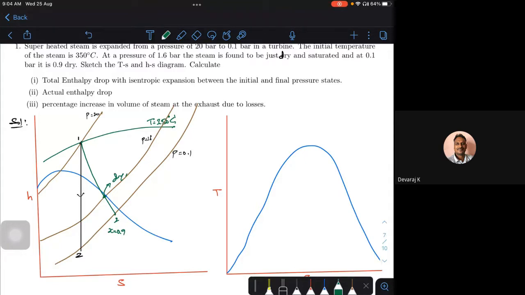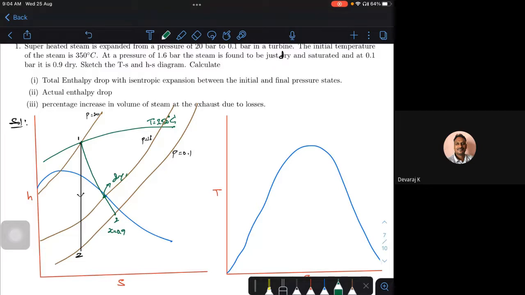So it starts as a superheated steam at the entry, and at the exit it is 0.9, but at a pressure of 1.6 bar, it is dry saturated. So this is the condition they are giving. The intermediate point is not 2 or 3. So it's a single stage turbine, but just to help you draw the curve, they're telling us that at a pressure of 1.6 bar, it is just dry saturated.